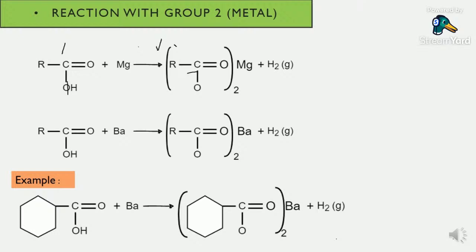For example, here we have benzoic acid reacting with barium. So first and foremost, as I said before, we must break the OH bond first. And copy back all of this to here. And don't forget to put the bracket over here. And put the group 2 metal outside the bracket like this. We put Ba outside the bracket and put 2 outside also. And don't forget to put H2 as gas.